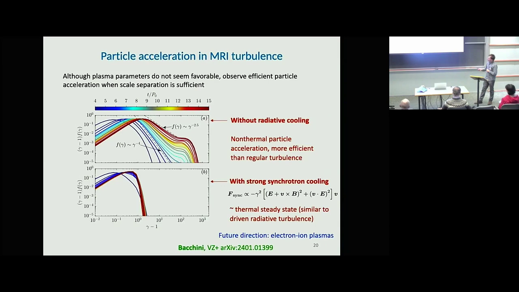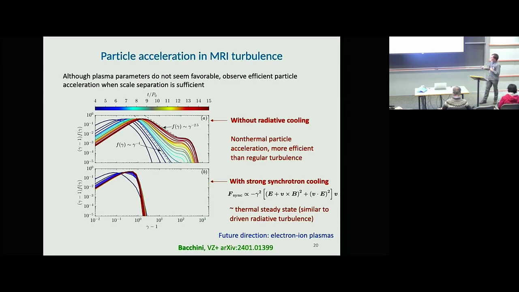One other thing we did here was we added radiative cooling on the particles to basically remove the effect of particle acceleration in the early stages of the simulation. And so when we have radiative cooling, it's in a quasi-thermal steady state. And when we turn off the radiative cooling, we get the particle acceleration. So there's no particle acceleration from the linear stage of the instability. In this case, it's all from developed turbulence, and we just turn off the acceleration if we have the radiative cooling, and then we get it when we turn off the radiative cooling.